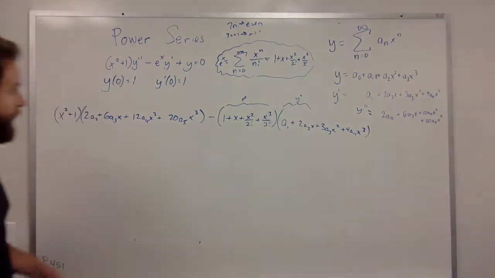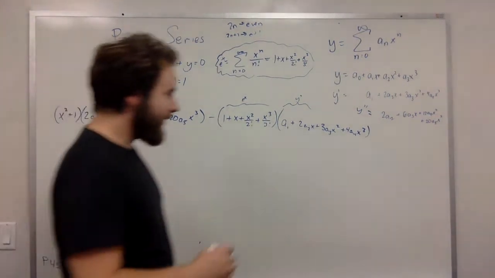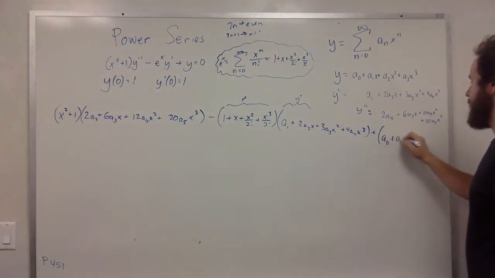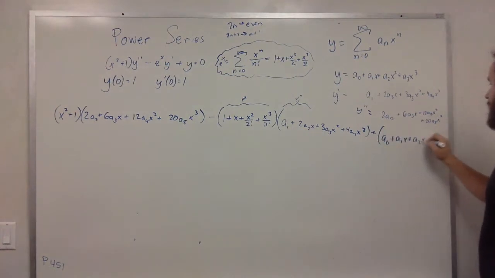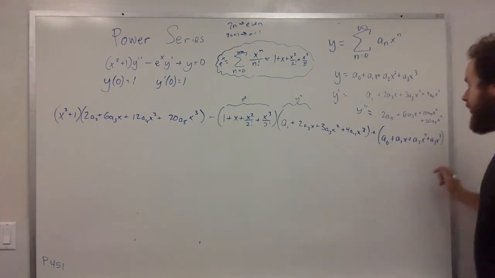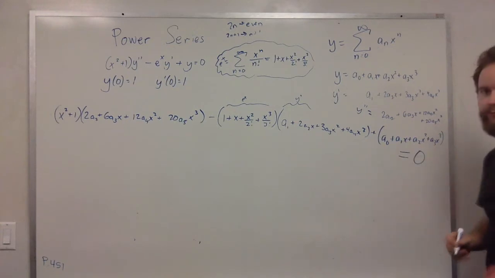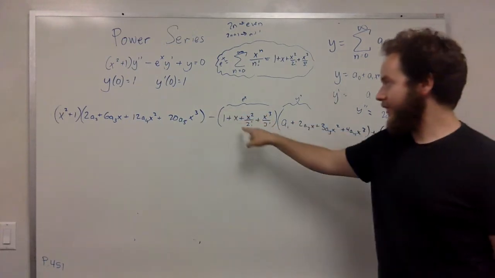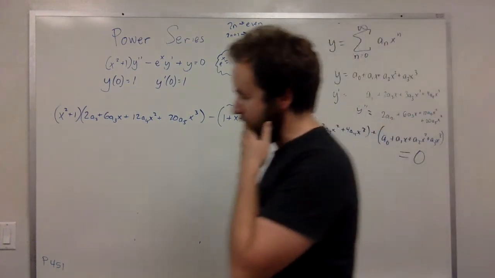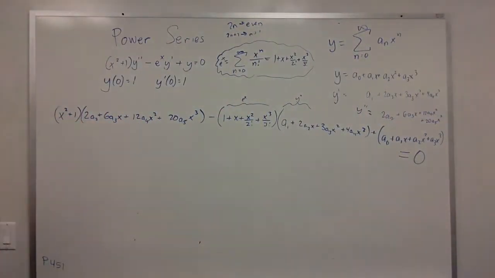Cool? And then last but not least, we have a plus y. So we're going to have a plus, only a0 plus a1x plus a2x squared plus a3x cubed. And this is all supposed to equal, when you add it all up, 0. Huge nightmare. All right, won't be too bad.